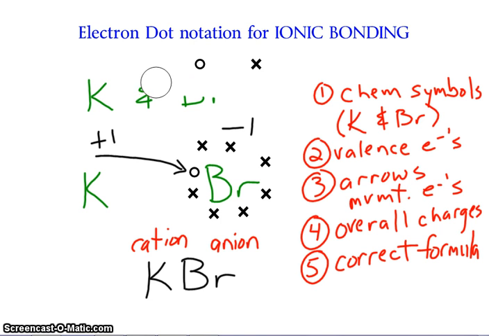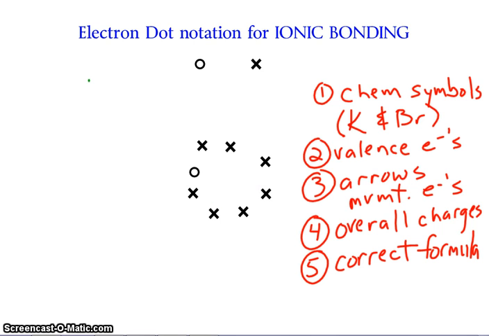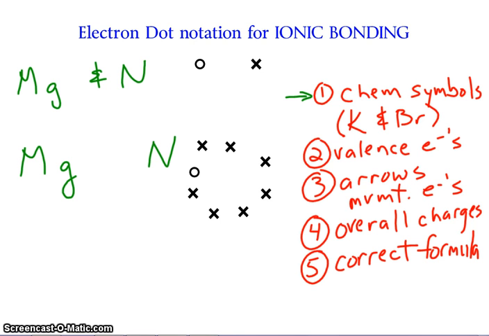Let's do another example, one that's not in a 1-to-1 ratio. Let's take magnesium and nitrogen. Step number 1, write the chemical symbols, Mg and N. Step number 2, put valence electrons around each of the atoms. Magnesium has 2, nitrogen has 5. You get those numbers from the periodic table.